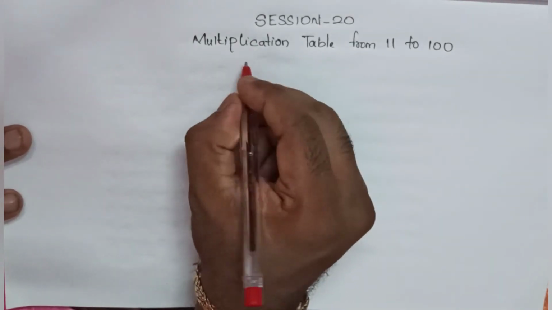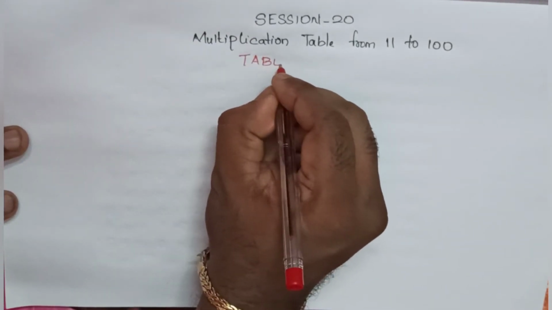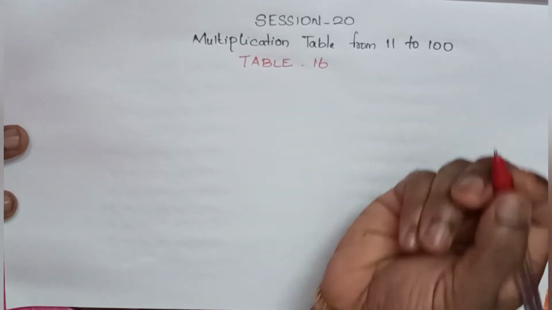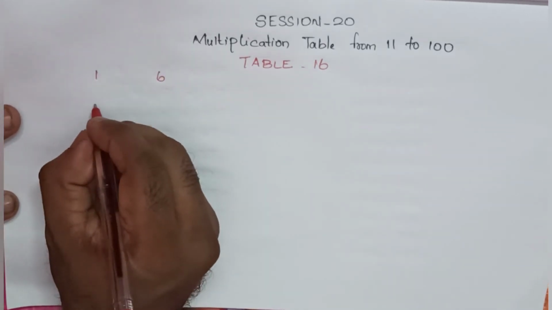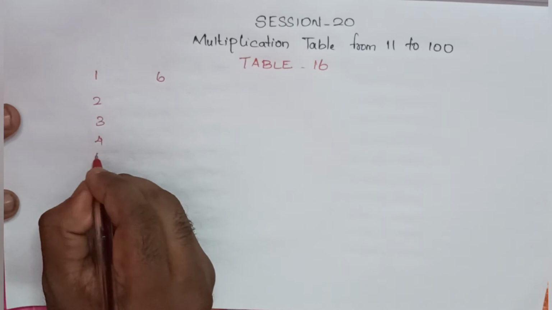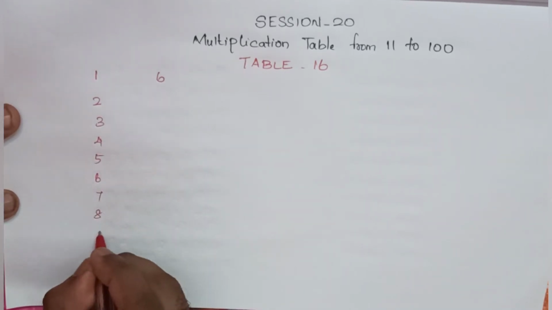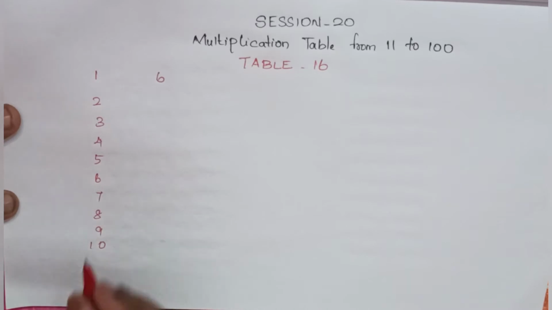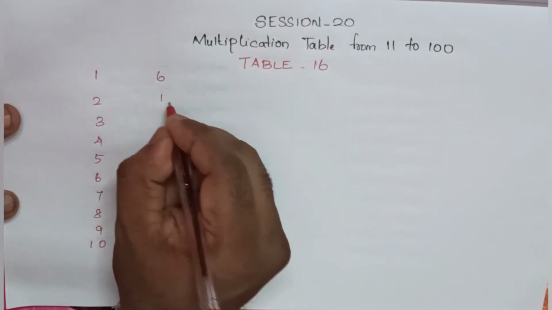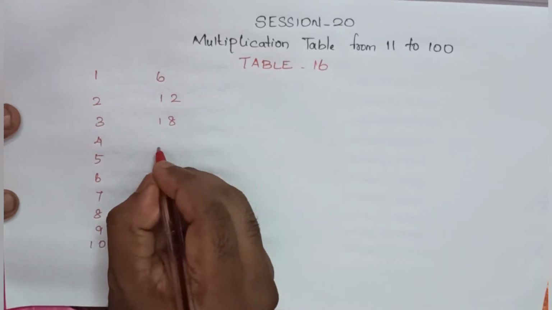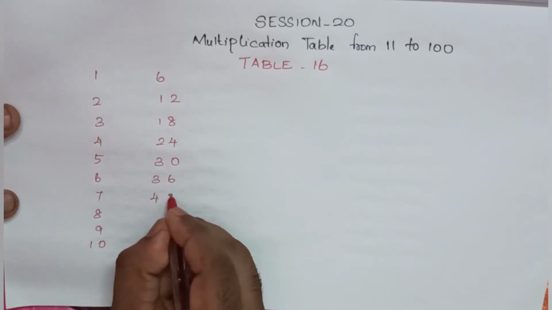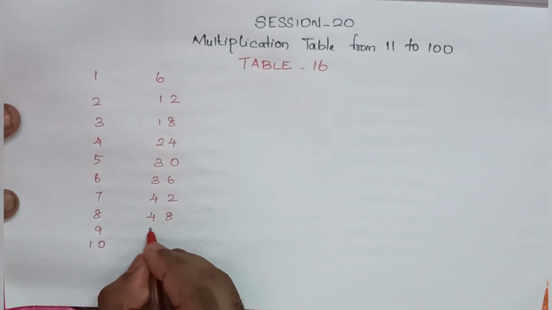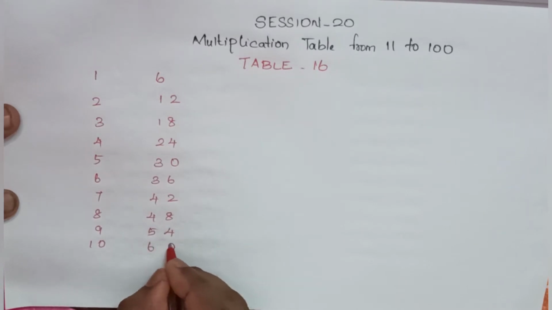This is the way. Let me show the table 16 now. For table 16, you have to write 1 table and 6 table. 1, 2, 3, 4, 5, 6, 7, 8, 9, 10. 6 table: 12, 18, 24, 30, 36, 42, 48, 54, 60.